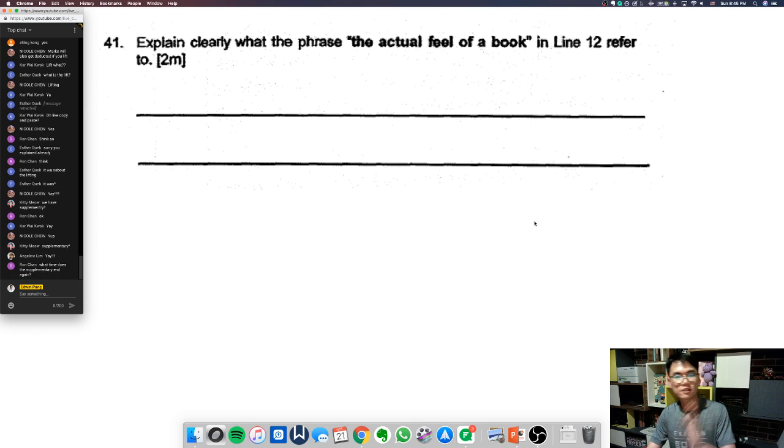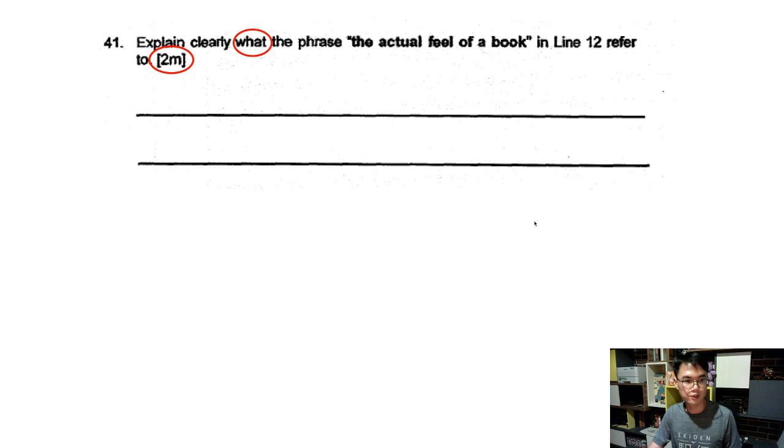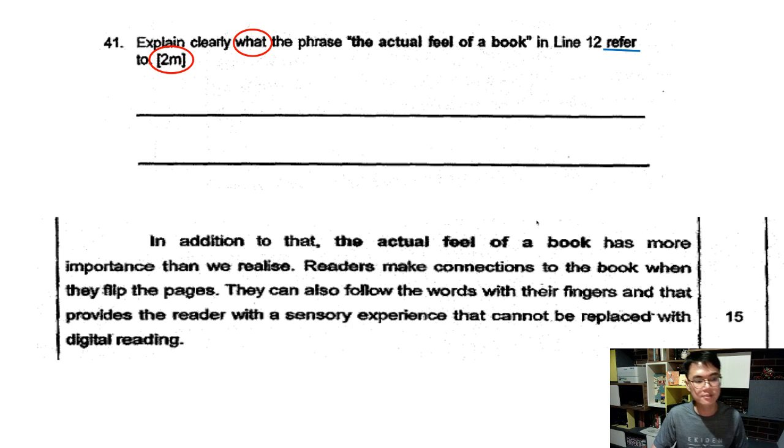Okay, so what does the phrase, the actual feel of a book in line 12 refer to? Two marks. Refers, present tense, comes from this chunk of the text near line 15. And again, the actual feel of the book is here. So remember, the answer is going to be very near to the keywords. Actual feel of the book. Where is it? There we go.